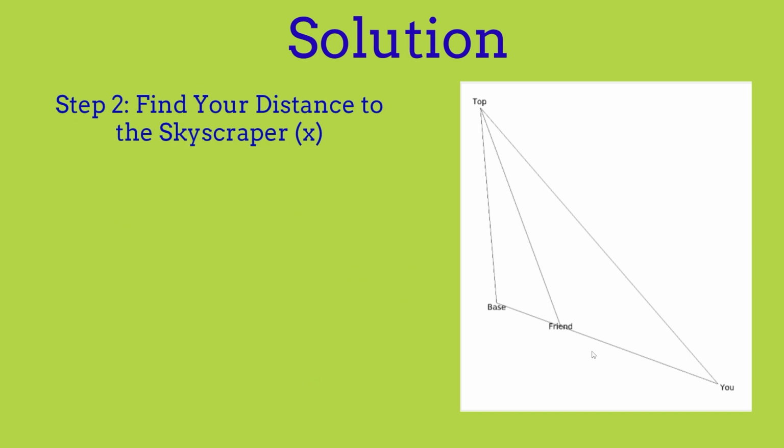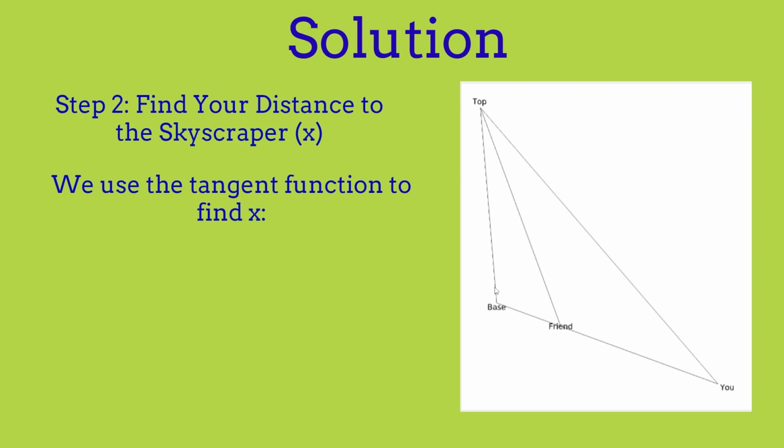Now for step number 2, we need to find our distance to the skyscraper. First we're going to find the distance from us to the skyscraper, and after that we're going to find the distance from our friend to the skyscraper, and then we can just subtract those two and find out how close we are to our friend. To find the distance between us and the skyscraper, we need to use the tangent function to find x. The tangent function is equal to the opposite divided by the adjacent, and in this case it would be h divided by x.